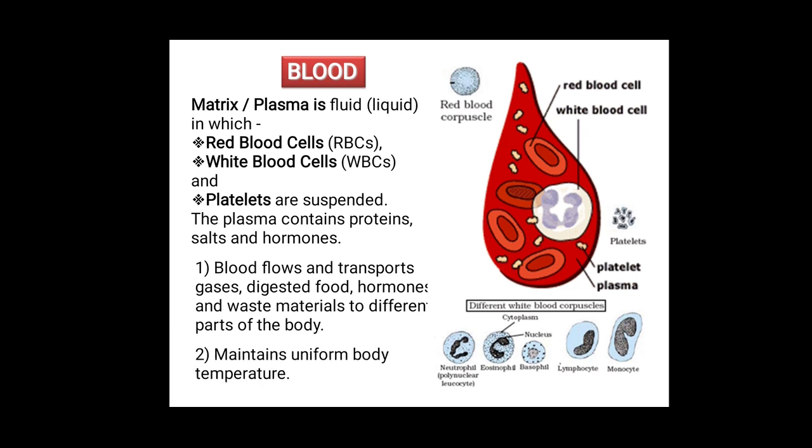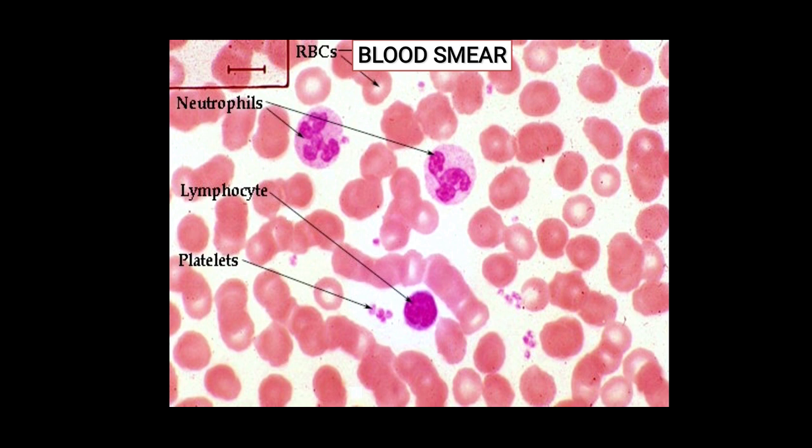Second very important function of blood is that it maintains a uniform body temperature. Since it is flowing in all parts of your body very quickly, it will also be helping in maintaining the temperature.